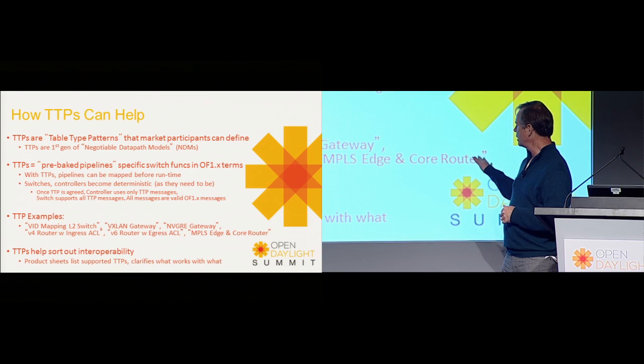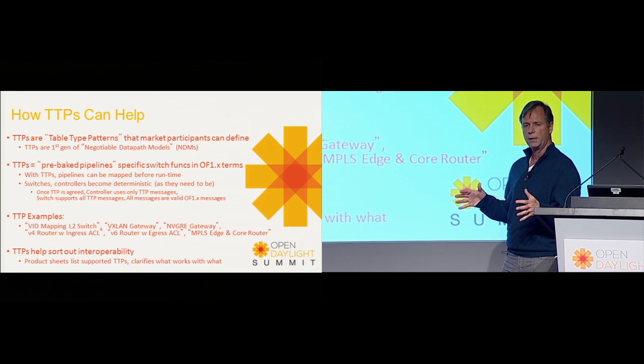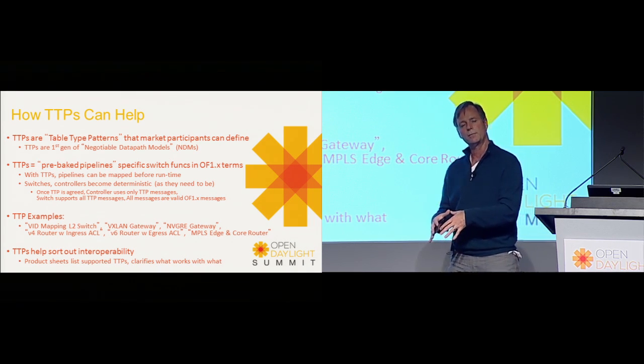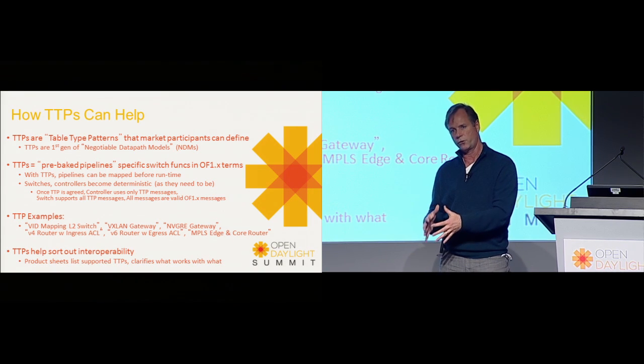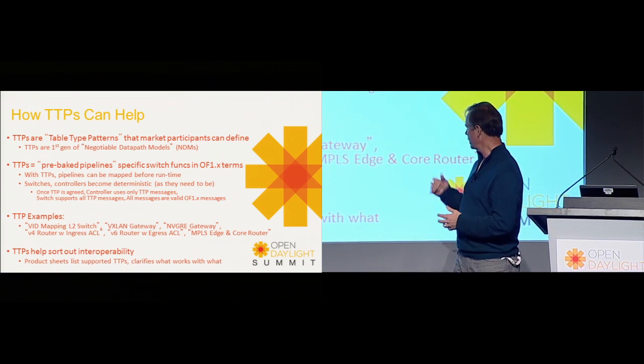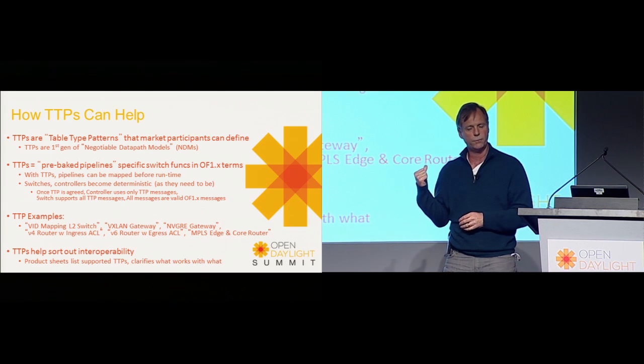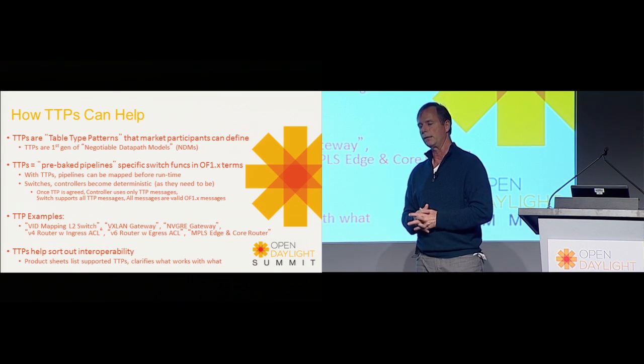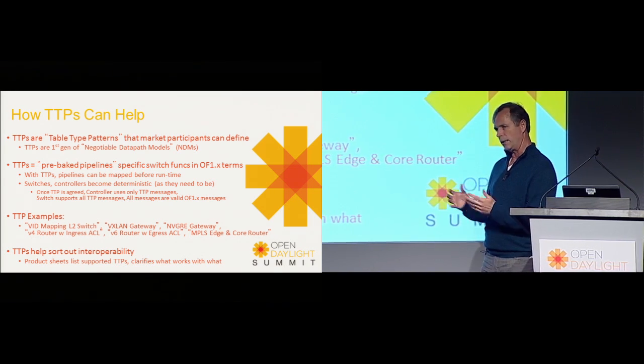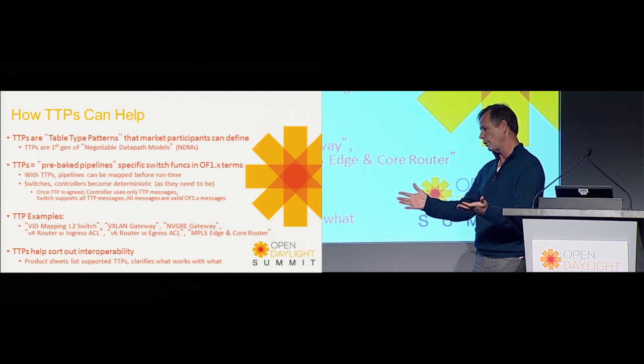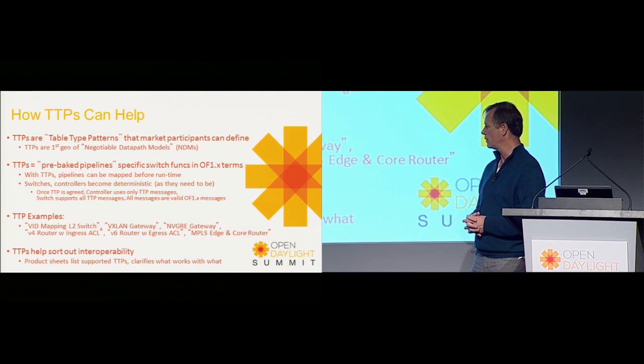And as you can see, you can define TTPs that have a fairly rich amount of functionality, but are also constrained. I mean, the MPLS edge and core router doesn't necessarily do VID mapping, right? So you can see that you can bound it and potentially give yourself enough, or use someone else's and have enough to solve problems with.